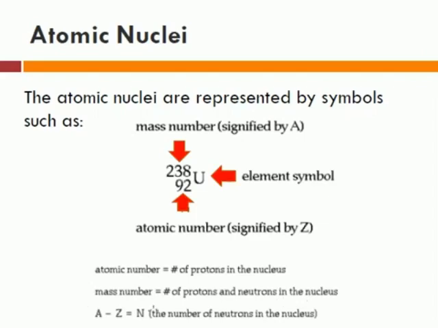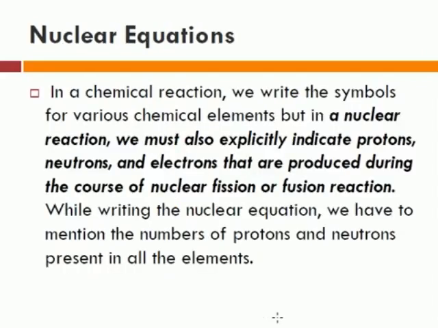So if the mass number is given and you know the atomic number, you can compute for the number of neutrons. Here we have A minus Z. So we have mass number minus the atomic number, and that is equal to N, and N is the number of neutrons in the nucleus.